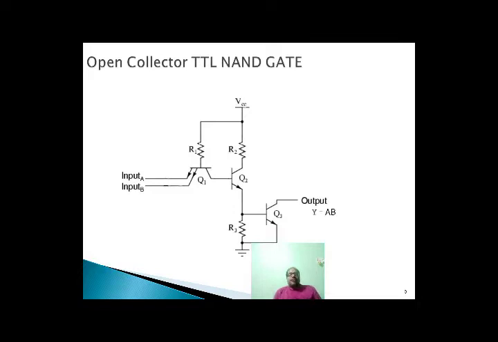Once again repeating, here three transistors exist, Q1, Q2 and Q3. Next three resistors exist, R1, R2 and R3 and two inputs, input A, input B, output Y equal to AB bar and collector voltage is VCC and one ground. Input A, input B is directly connected to the emitter of the transistor Q1. It is nothing but the open collector TTL NAND gate.